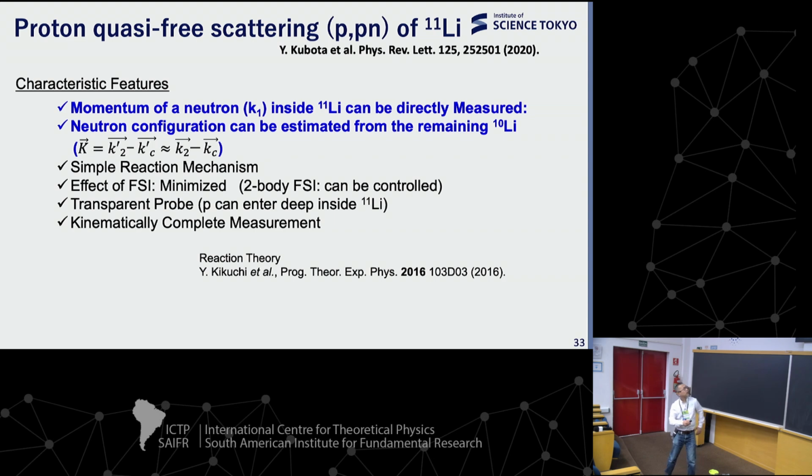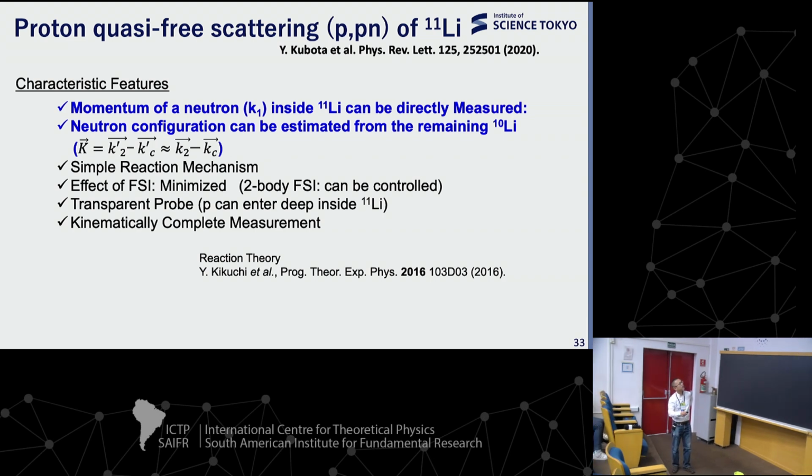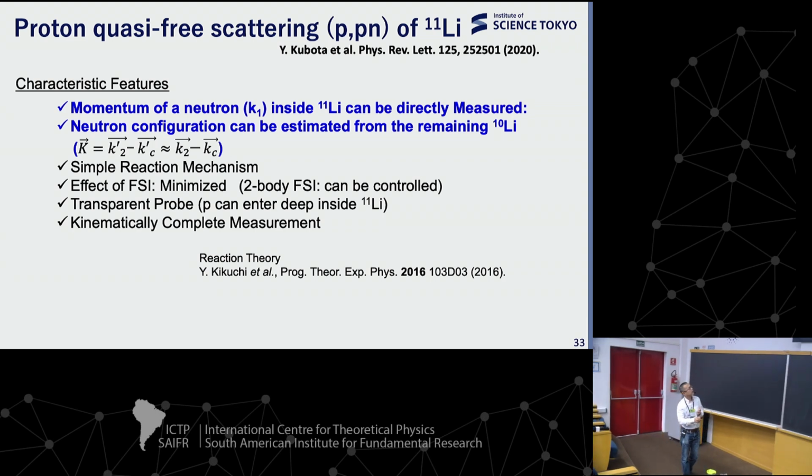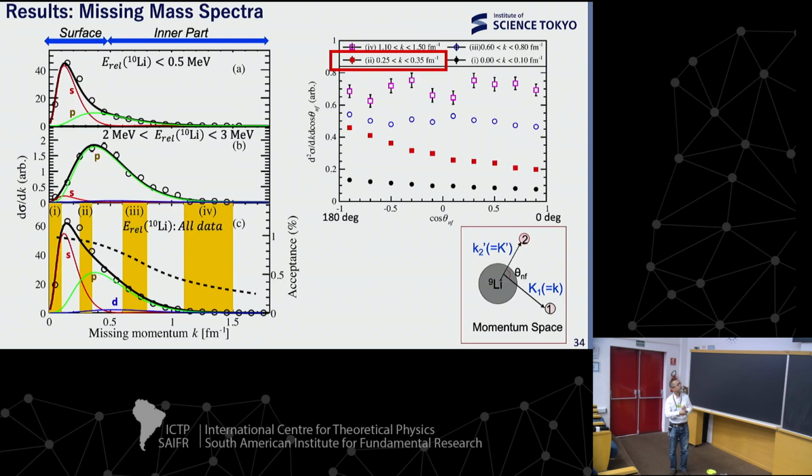So this was already said. The momentum of neutron k1 inside lithium-11 can be directly measured, and the neutron configuration can be estimated from the remaining lithium-10. It is a simple reaction mechanism. Effective final state interaction was minimized, and it is a transparent probe, meaning the proton can enter deep inside lithium-11, and this is a kinematically complete measurement. We also collaborated with the reaction theorists, and this is the result.